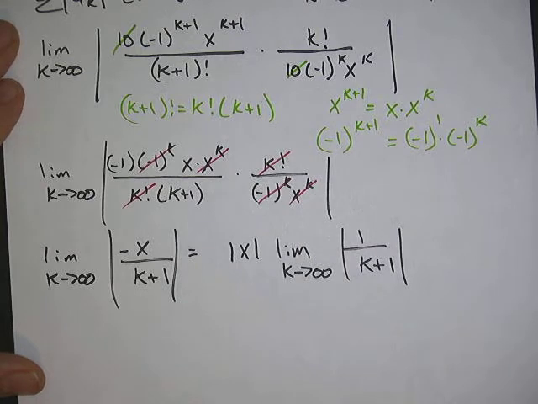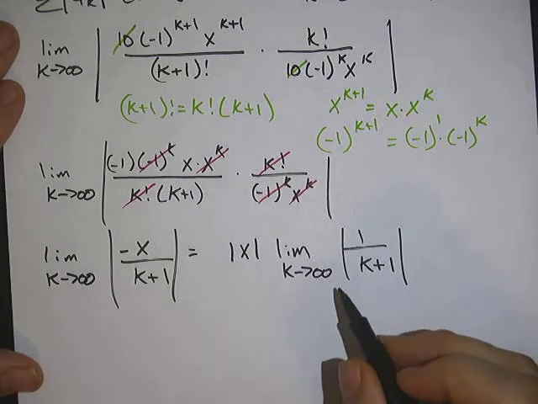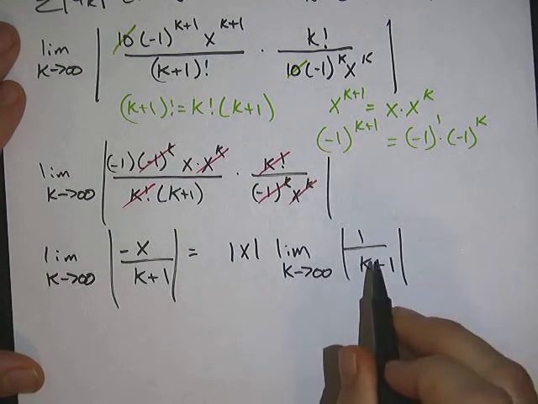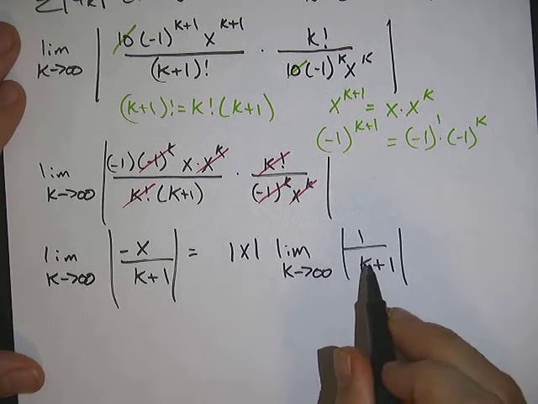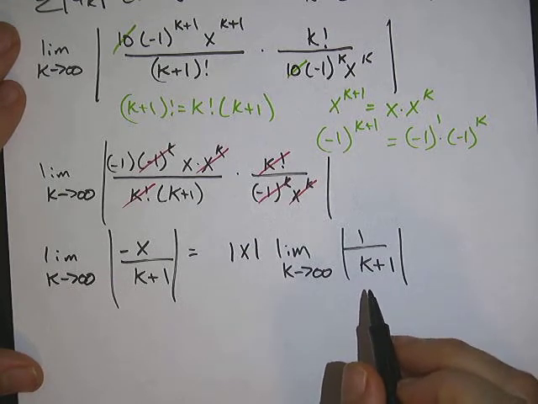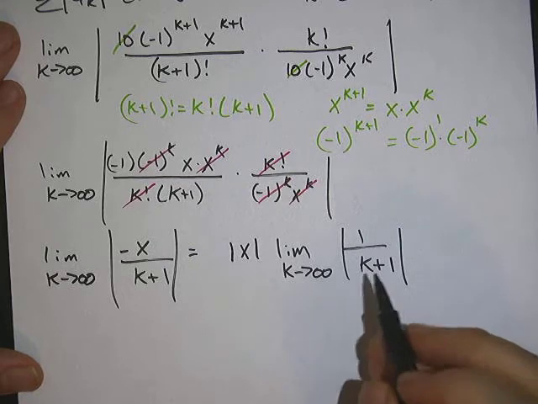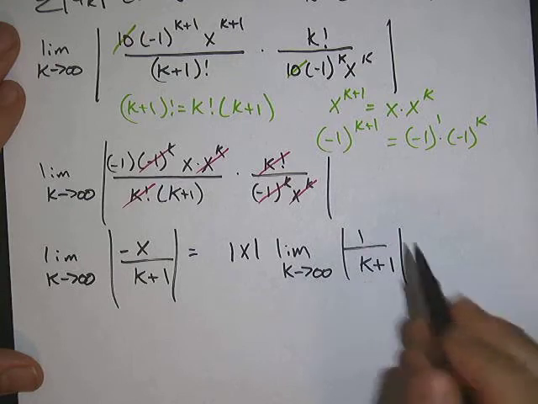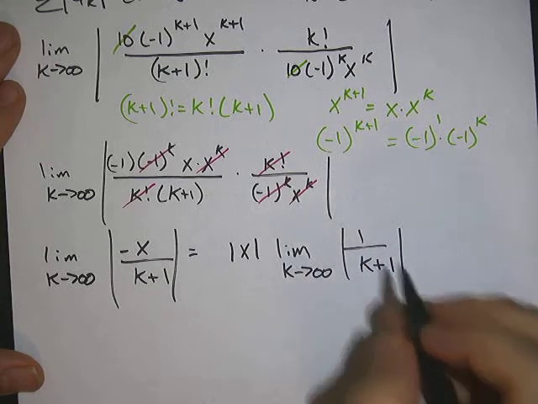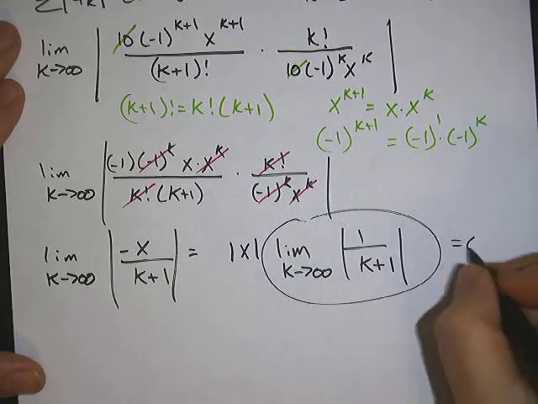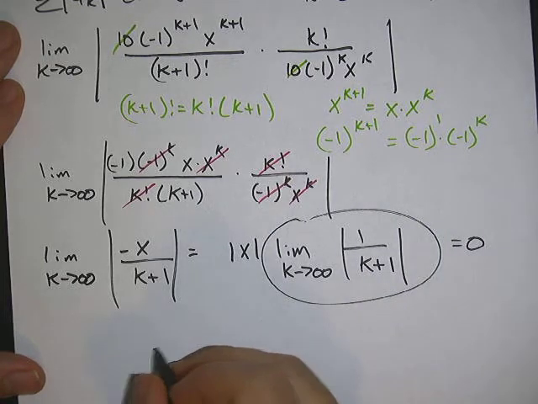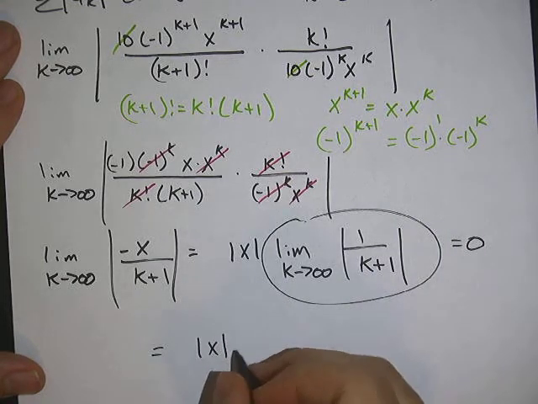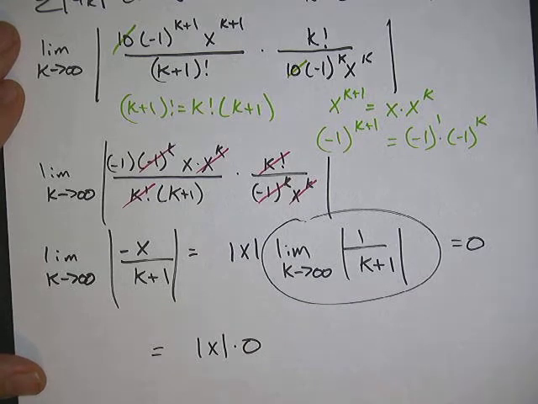Okay. Now, as we're sending k to infinity, do we need the absolute values anymore? This thing's growing without bound, right? So we don't really need that. But we can tell either way, absolute value or not, that the denominator is getting huge as it goes to infinity, which means this whole fraction is going towards 0. Okay, so this right here goes to 0. So what we get is the absolute value of x times 0. Okay, so that's going to be 0, right? Anything times 0 is 0.